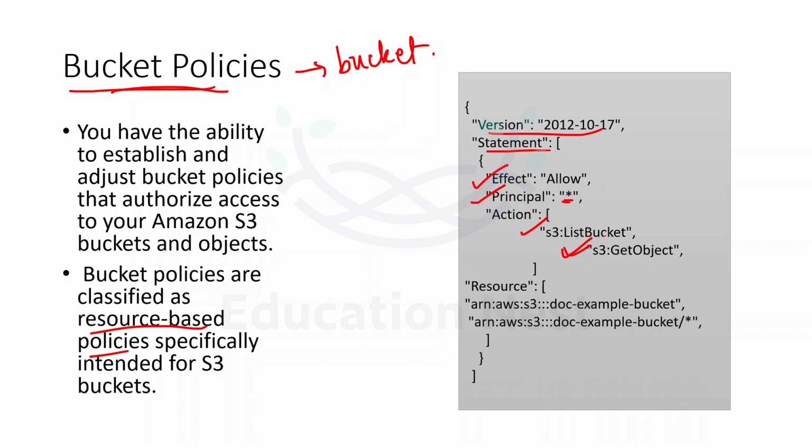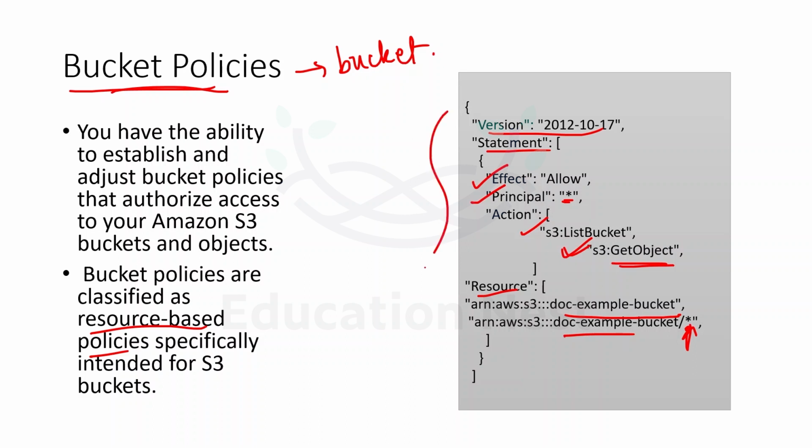Because we are allowing list bucket, it means that first of all, we need to see the bucket on the S3 console, right? So that's why the resource that we are specifying is the document example bucket. And inside of that, every object should be accessible because we have also given the get object action. So that's why we are giving a slash and a star. Star means wildcard. It means access everything inside of this document example bucket.